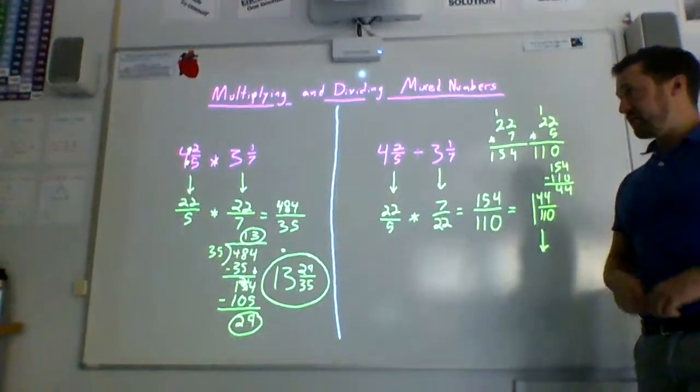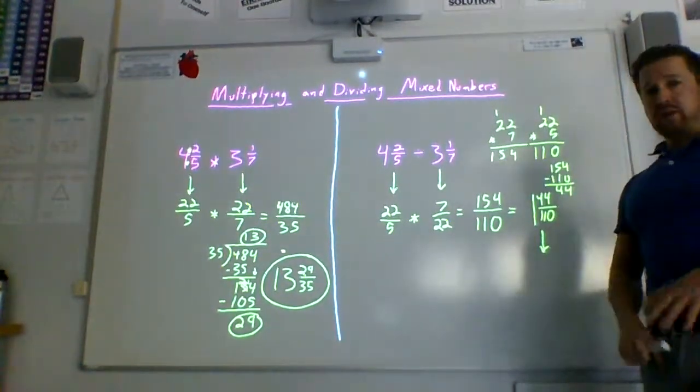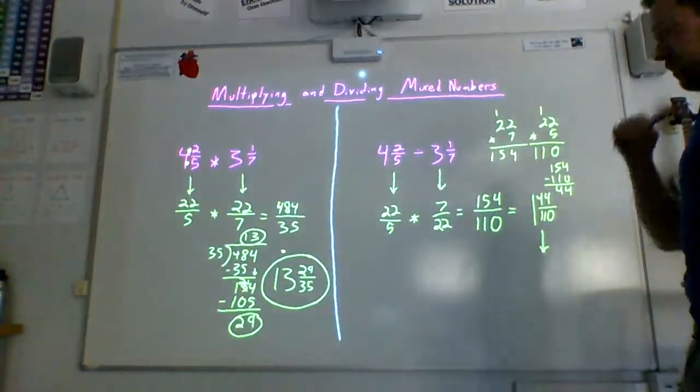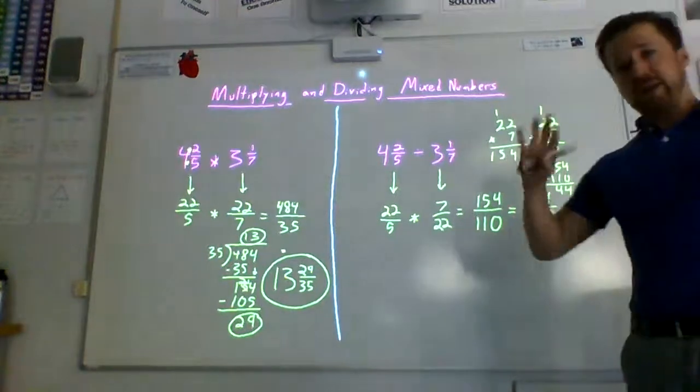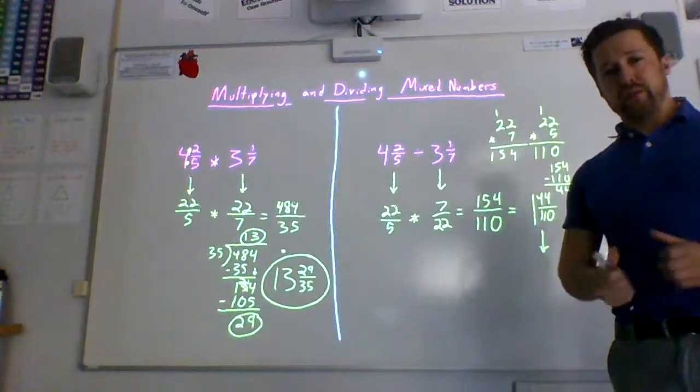Remember, the biggest thing is multiplying and dividing mixed numbers. It's about converting the mixed number into an improper fraction. Whereas with addition and subtraction, it's more about the least common denominator.